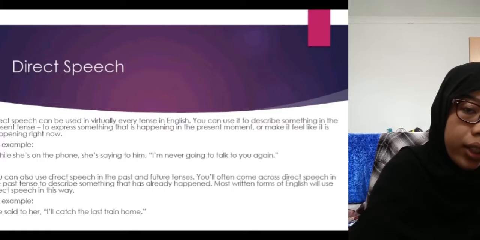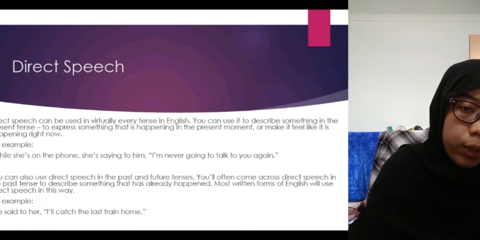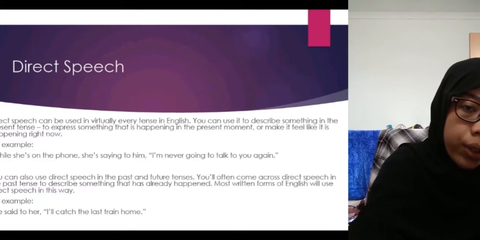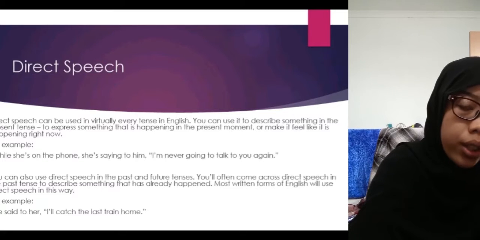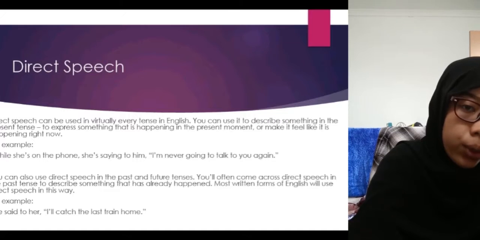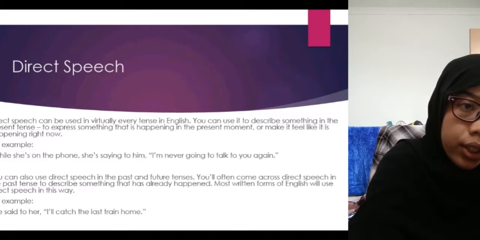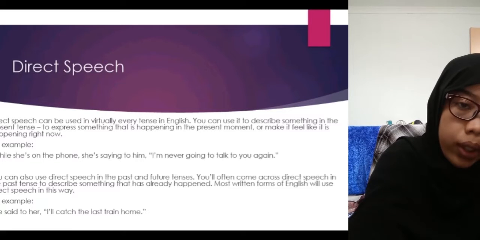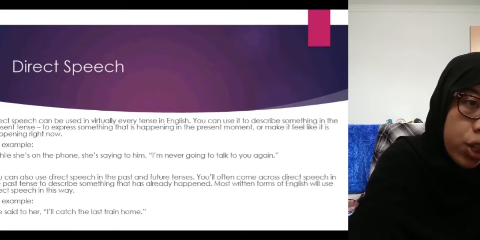Okay, first I would like to explain direct speech. What is direct speech? Direct speech is a way of reporting what someone has said or written by quoting the words. The words are enclosed by quotation marks, of course. And direct speech can be used in virtually every tense in English.